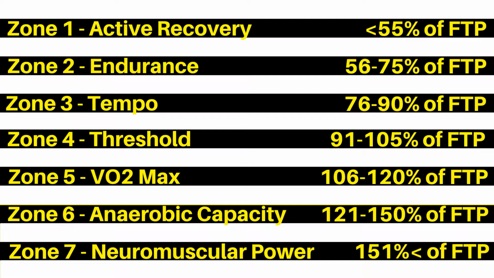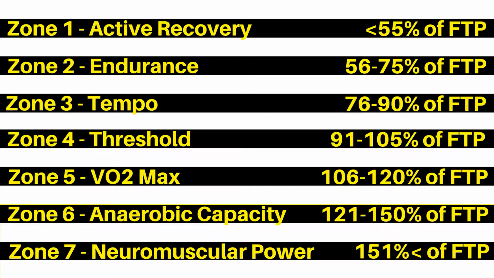Zone 4, or threshold, is between 95 and 105% of your functional threshold power. The perceived rate of exertion of this effort should be about 4 to 5 out of 10. The aim of training in this zone is increased muscle mitochondrial enzymes, as well as increased lactate threshold. For anyone who is unsure, mitochondrial enzymes are the cells in your muscles that make energy. A typical duration of an interval in zone 4 can vary from 8 to 30 minutes.